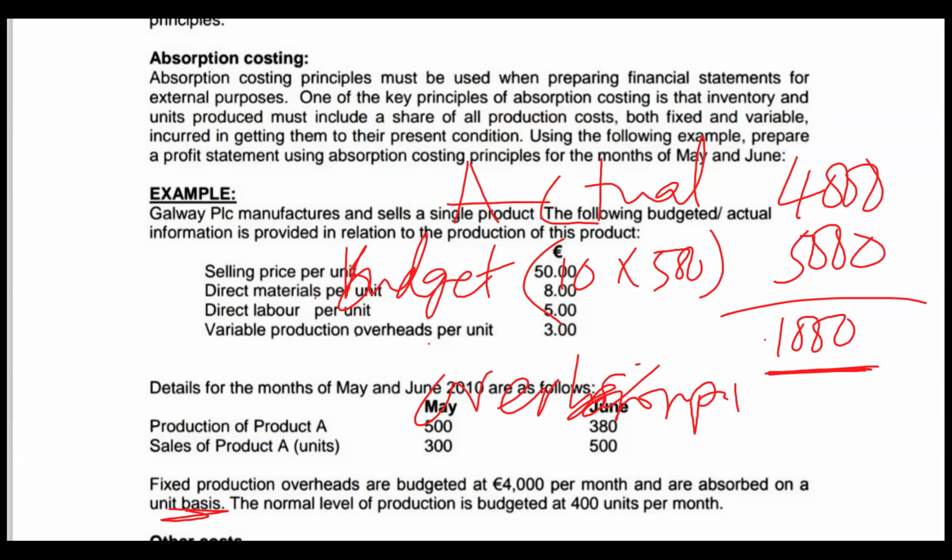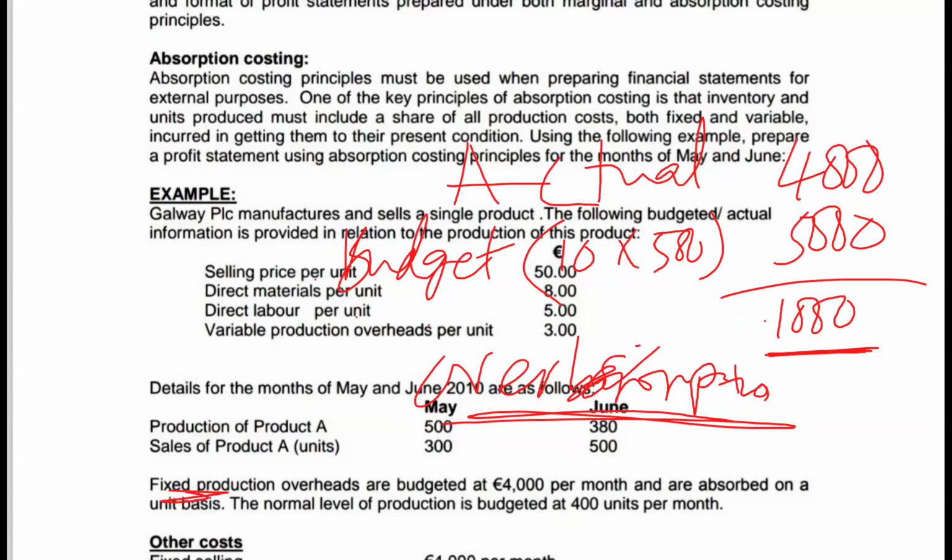Over absorption. You didn't pick this message. Let me repeat one more time. How do you tell whether this is under absorption or over absorption? It depends on the difference between the budgeted one and the actual one, right? When the budgeted overheads are more than the actual one, then you say there is over absorption. If the opposite is true, that is under absorption, right? Please pick the message.